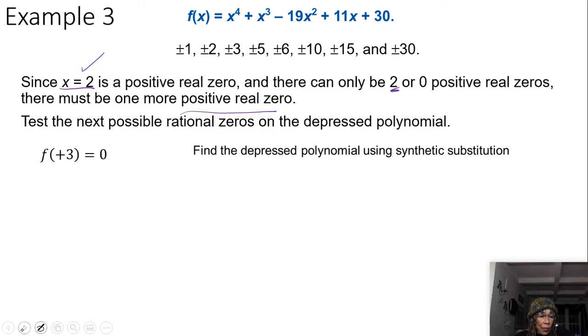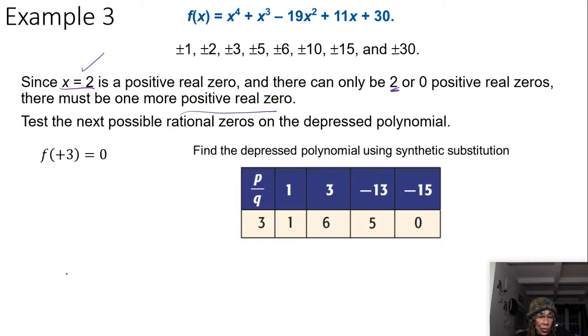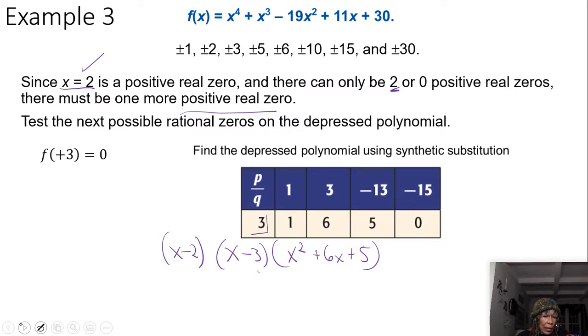I will once again find my depressed polynomial using synthetic division. You guys should be good at synthetic division at this point, so that shouldn't be a problem. And dividing by 3, I should get, and this time it's x squared because it was x cubed. So it's x squared plus 6x plus 5, which is a beautiful thing because I know that's factorable. So now I've got this times x minus 3, opposite sign from the positive 3, times x minus 2. And I've got my 2 positive solutions, and I should get 2 more negative solutions.